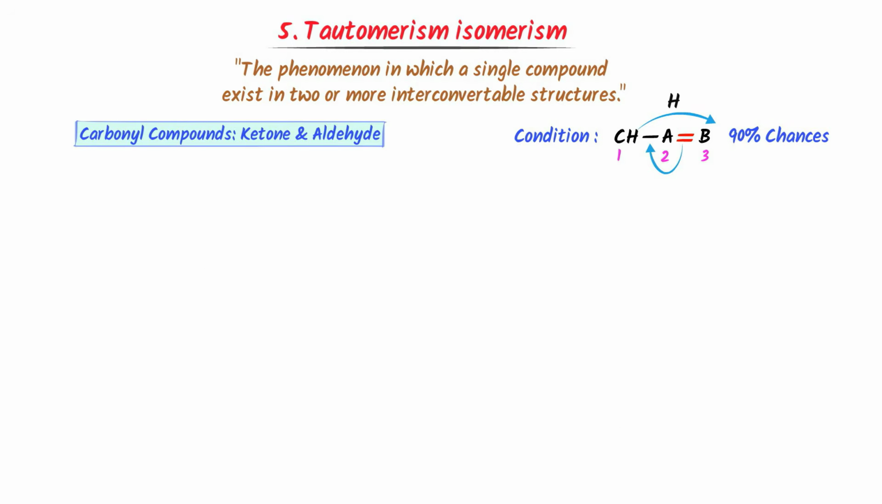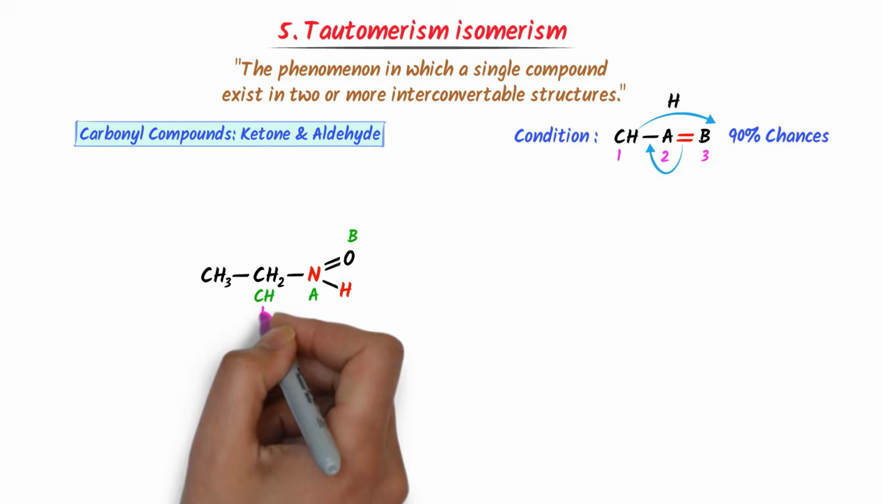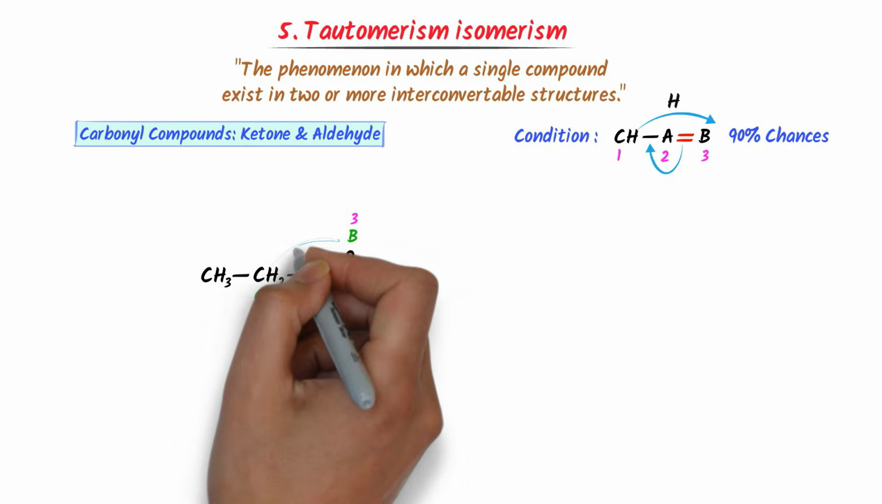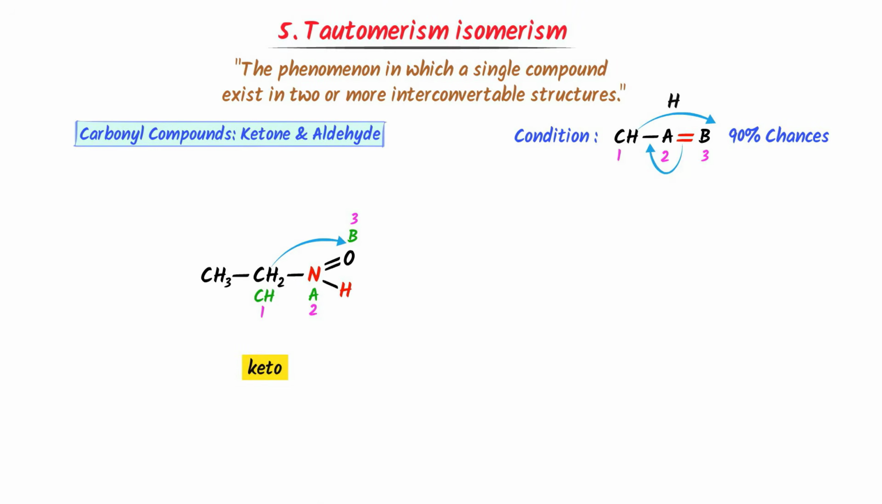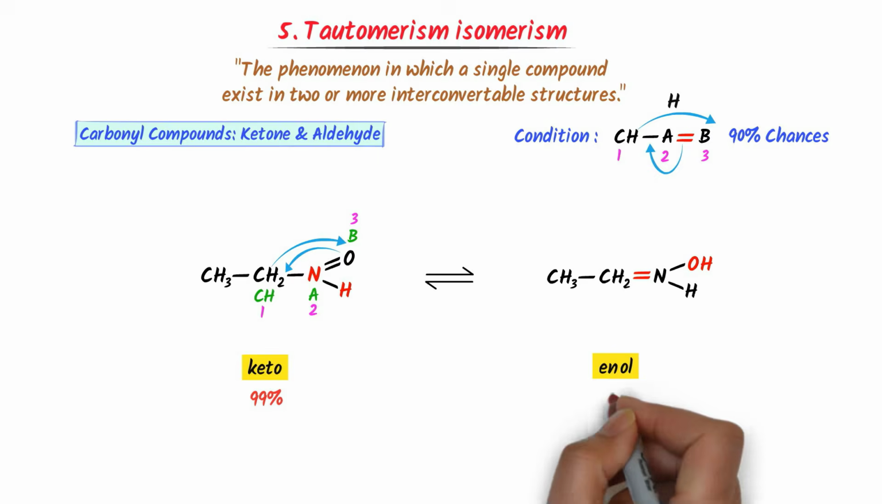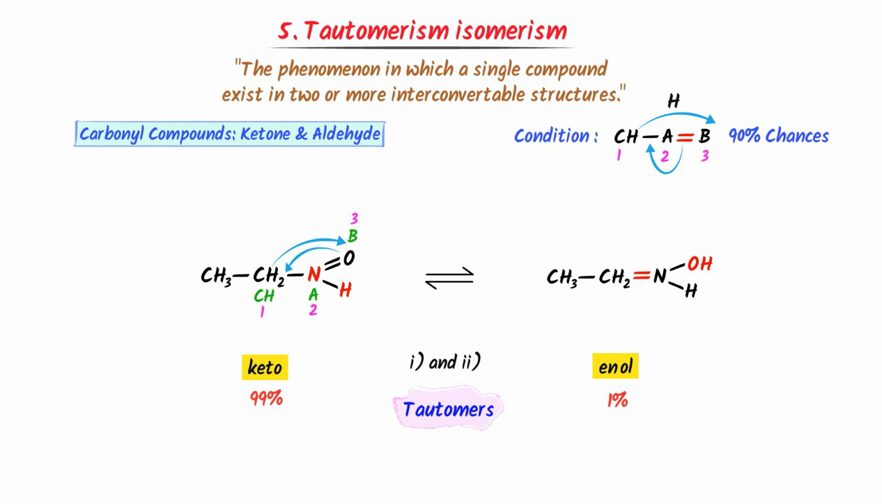Now consider this organic compound. This N double bonded to O is like A double bonded to B. I write A and B. This CH2 is like CH. The condition CH single bond A double bonded to B is fulfilled. I write 1, 2, 3. I shift hydrogen from the first position to the second position, and I shift double bond from the second position to the first position. As a result, I get this compound. Thus, by this way, we can easily do tautomerism of organic compounds.